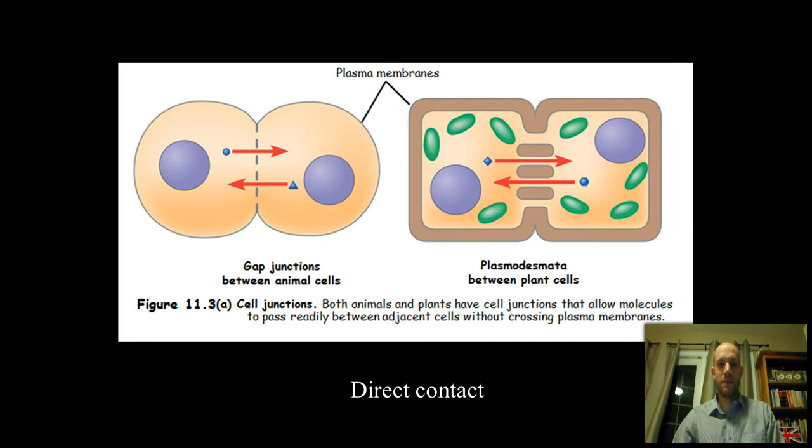Direct contact, so you have gap junctions between animal cells and these things called plasmodesmata between plant cells. And in both of these cases, what's going on is the cell's cytosol is actually able to move between the cells. Molecules are able to pass between the cells without crossing the cell membrane specifically. And so that obviously speeds up communication and enables cytoplasmic streaming between the two. So that's direct contact.